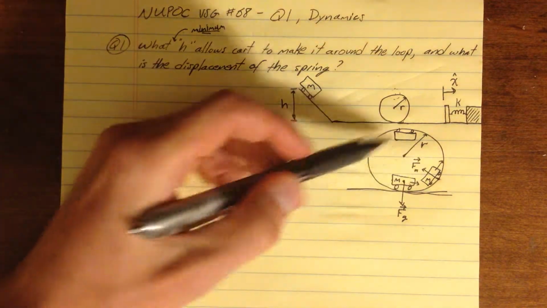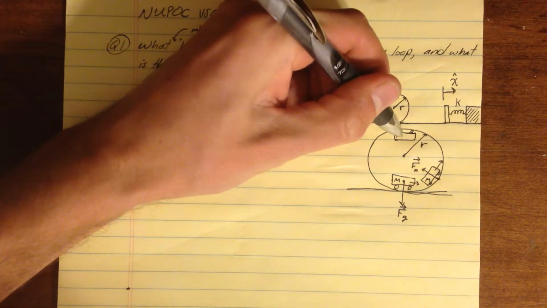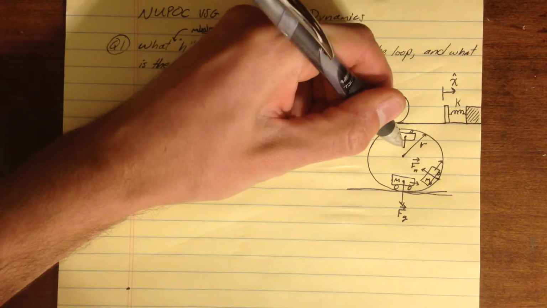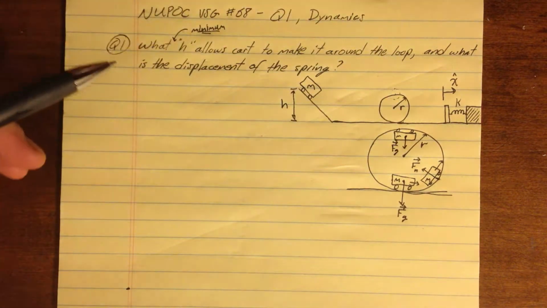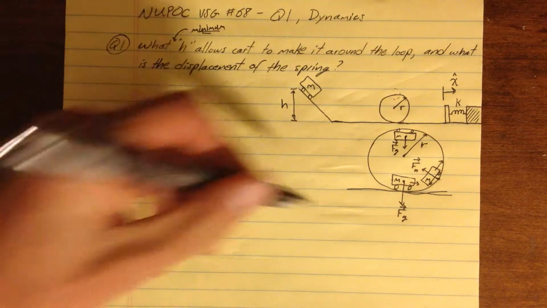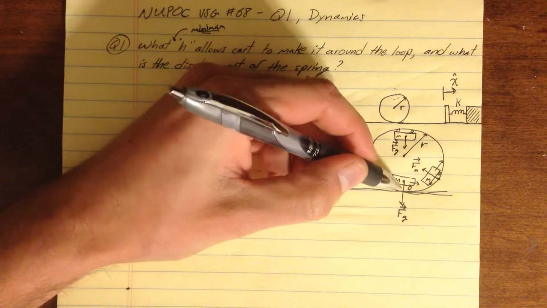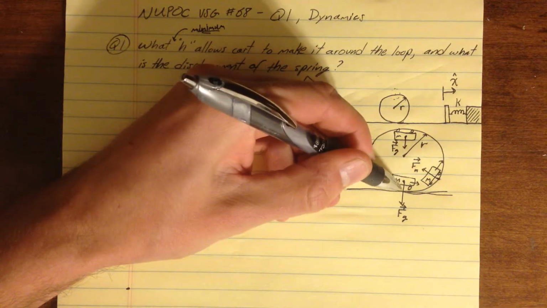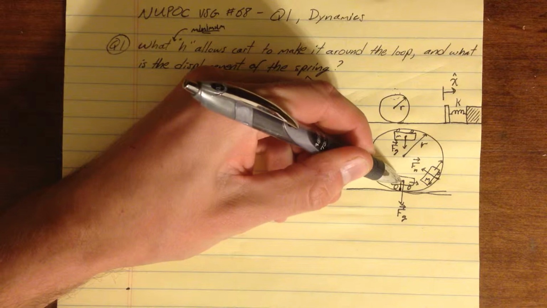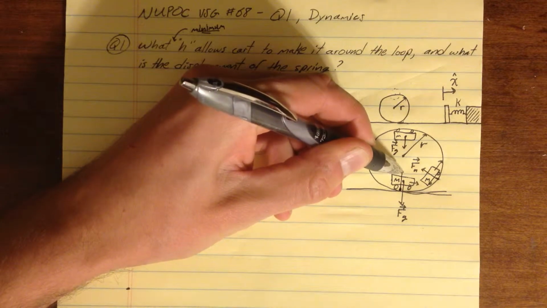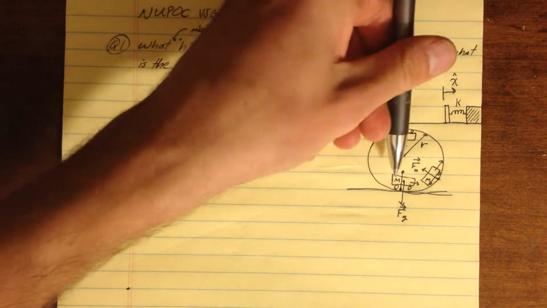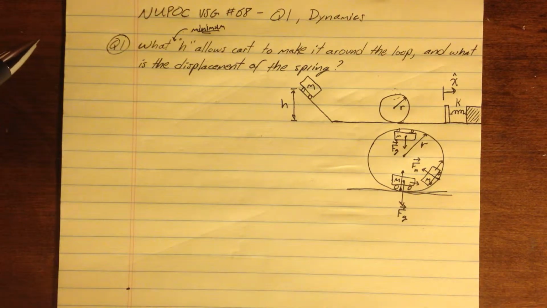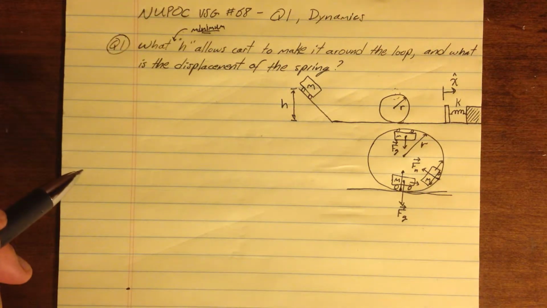And so no matter where the cart is in the loop, we can say that the force of gravity is always trying to pull it down, okay? But of course, at this point on the track here, we have the normal force of the track pushing back on the cart, so that it doesn't accelerate down through the track. The track supports the cart.